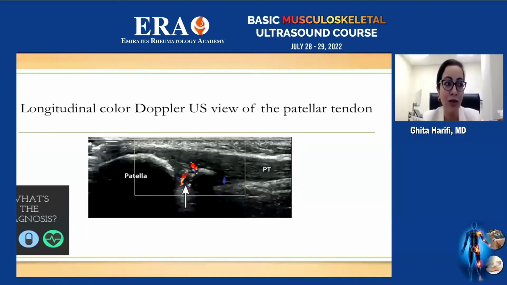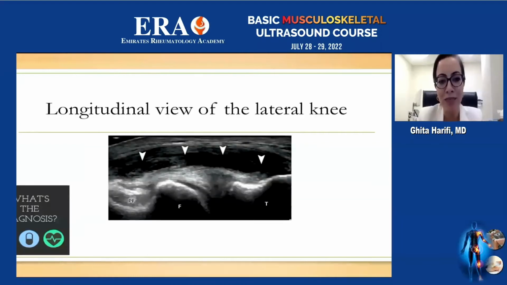This is a longitudinal color Doppler ultrasound view of the patellar tendon, showing here a thickened tendon. You can see that the thickness is increased, with a very heterogeneous aspect and an important Doppler signal, hyperemia of the proximal patellar tendon. This is typically seen in what you call jumper's knee, in some sports pathologies that involve a lot of jumping. So this is the typical aspect of jumper's knee.